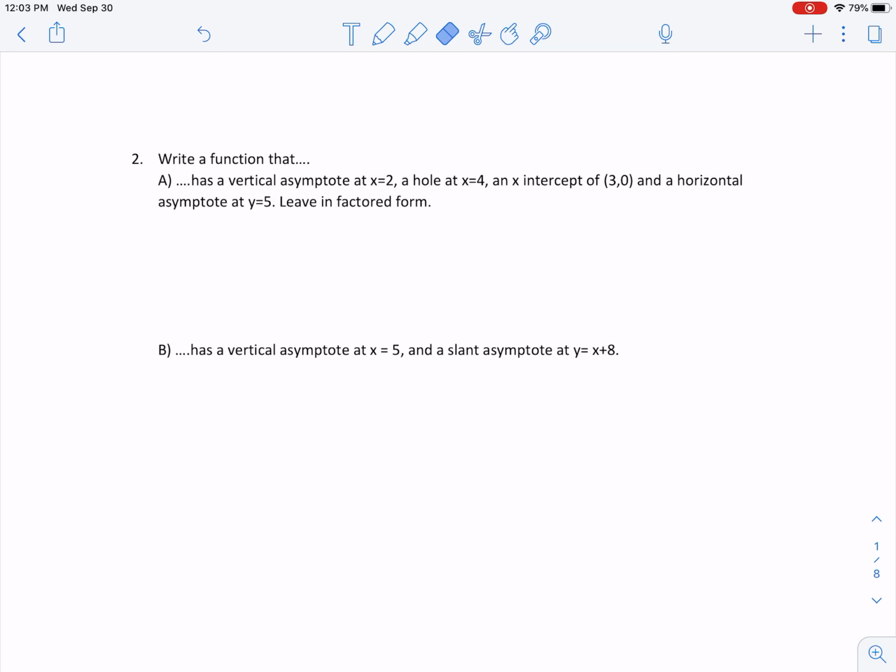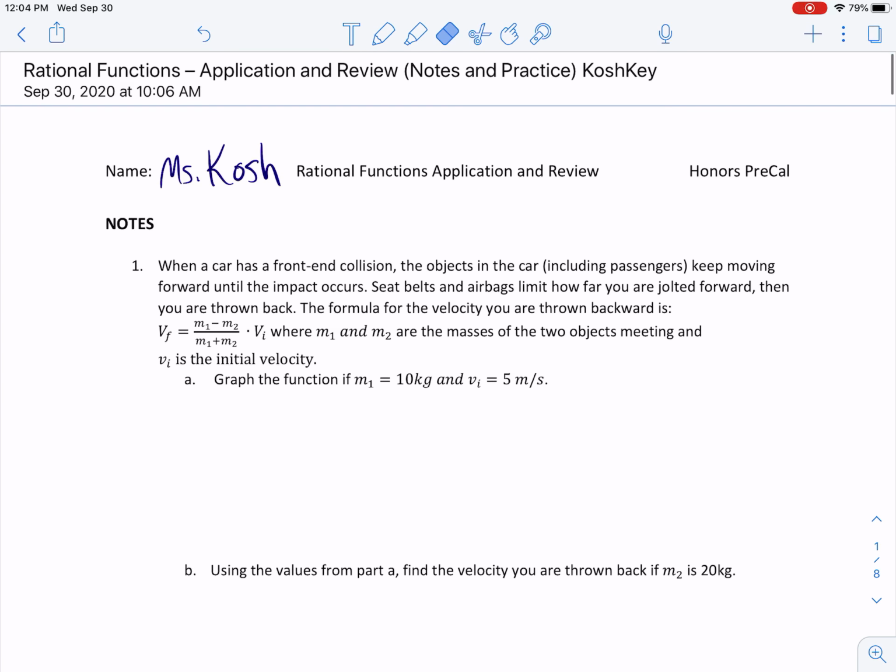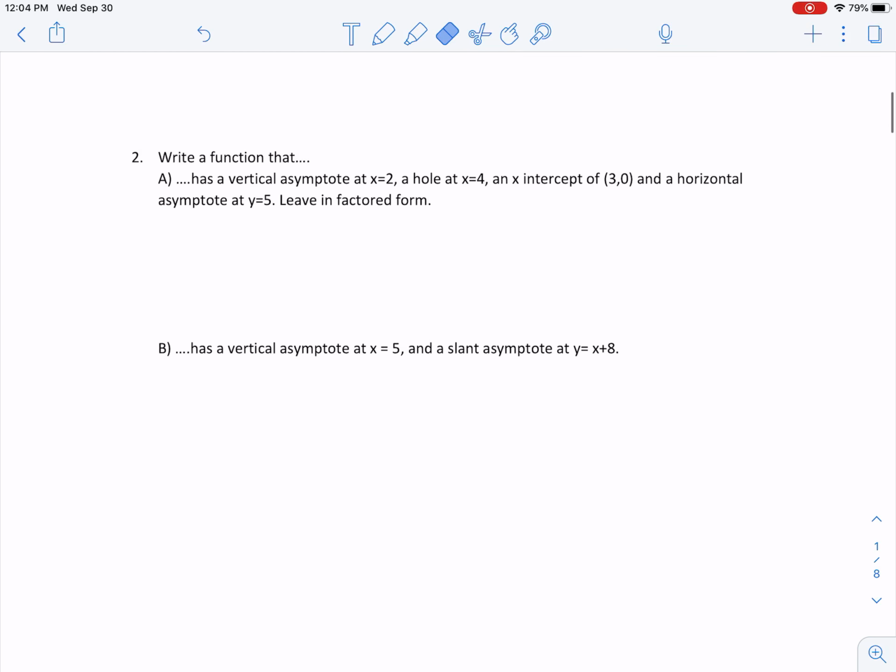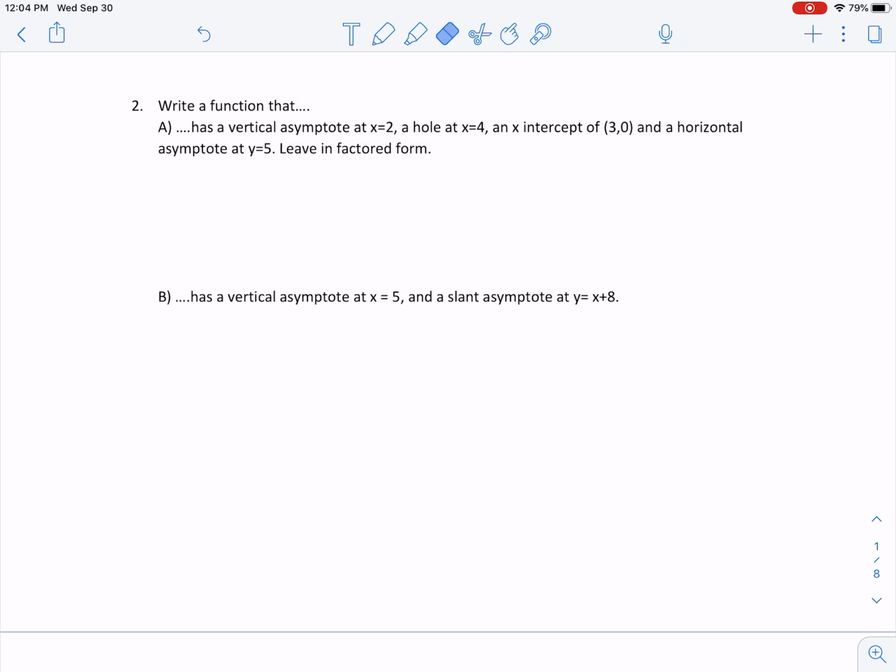So on this one, we are on the rational functions application and review, and I wanted to start with these. I wanted to make this video first for no reason. I just was having fun with it. So they're telling us to write a function. Now notice they say write a function, not write the function. There could be more than one correct answer, and we're going to go as simple as we can.